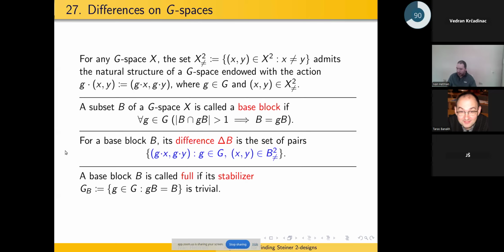Okay, so we can also adapt our property and call the base block full if its stabilizer is trivial. So this means that if you act with a group G on the base block B, you every time receive different blocks. And the amount of blocks is the same as the cardinality of group G in this case.